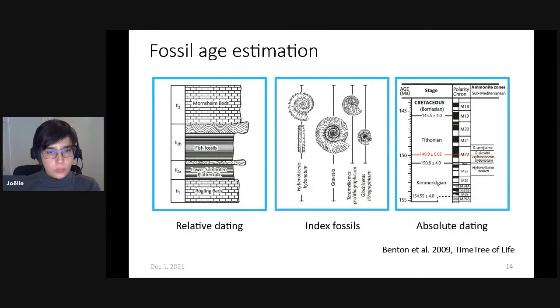Now, fossil age is estimated in a few different ways. There's relative dating, index fossils, absolute dating. I'm not an expert on that, so I'm not going to go any further into the details. But what all of these methods have in common is that they're not going to produce a point estimate for the age of the fossil. In all cases, they're going to give a range of possible values between a minimum age and a maximum age.